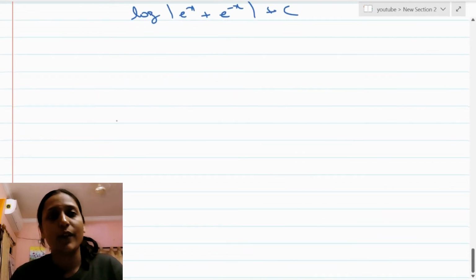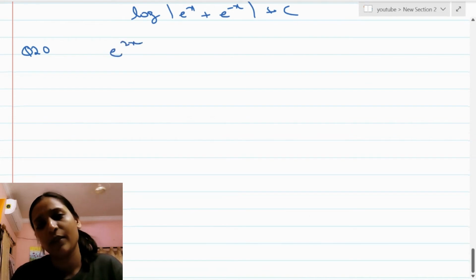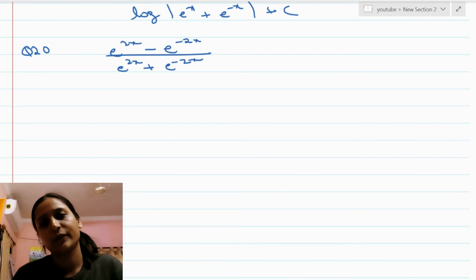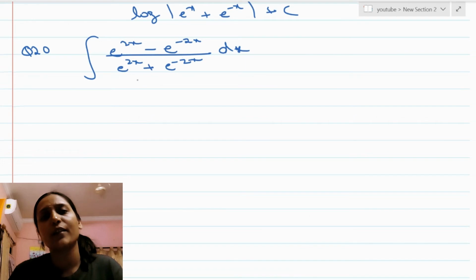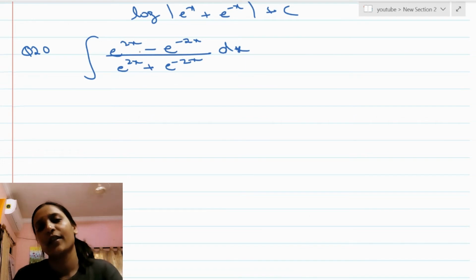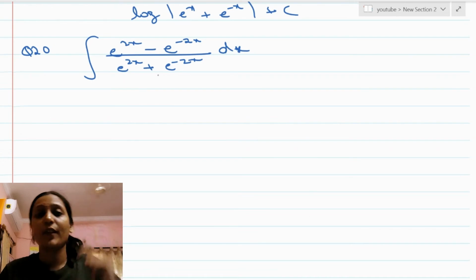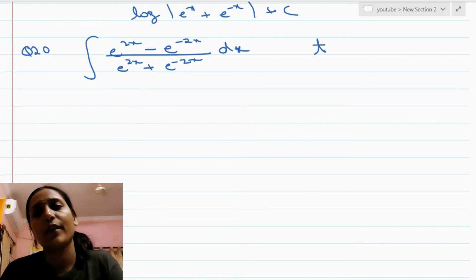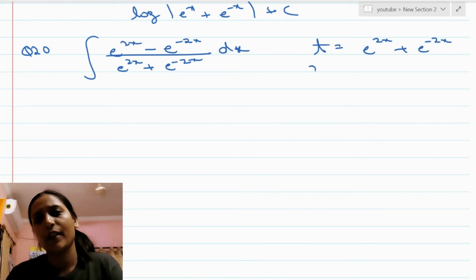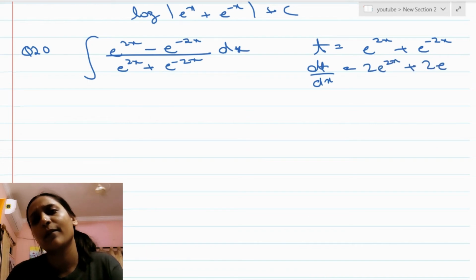Now let's go ahead to the 20th question. 20th question is also similar. You have e to the power 2x minus e to the power minus 2x divided by e to the power 2x plus e to the power minus 2x dx. So here if you see, the differentiation of the denominator is giving you the numerator. So t would be equal to e to the power 2x plus e to the power minus 2x. So dt by dx would be 2e to the power 2x minus 2e to the power minus 2x.